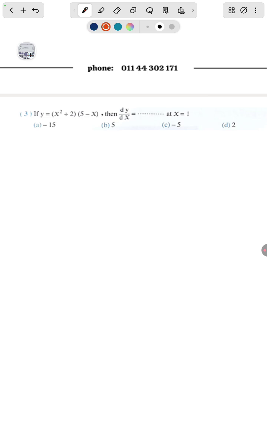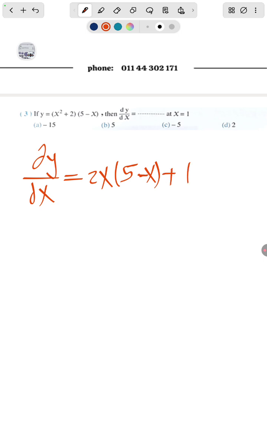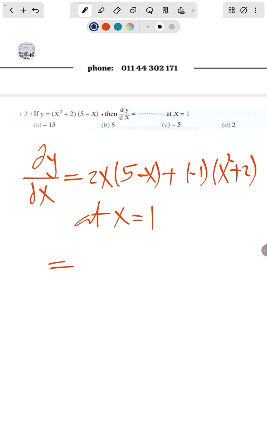dx, the derivative of y, will be dy over dx equals the derivative of the first times the second plus the derivative of the second times the first. I mean that the derivative of the first will be 2x times the second, 5 minus x, plus the derivative of the second, negative 1, times the first, x power 2 plus 2. And at x equals 1 it will be 2 times 1 equals 2 times 5 minus 1 plus negative 1 times 1 plus 2.